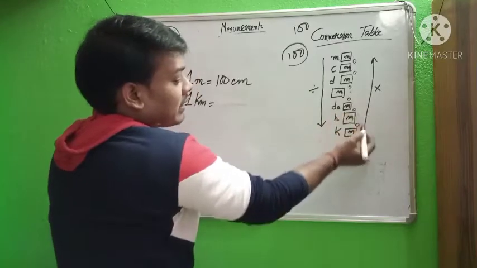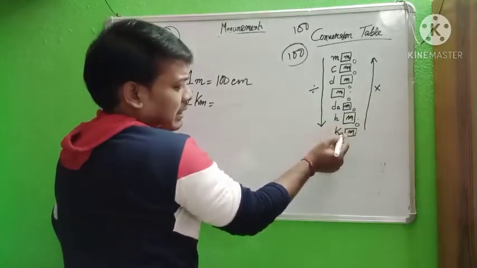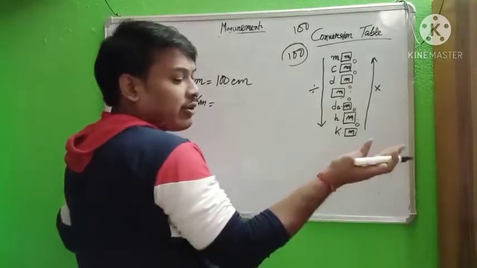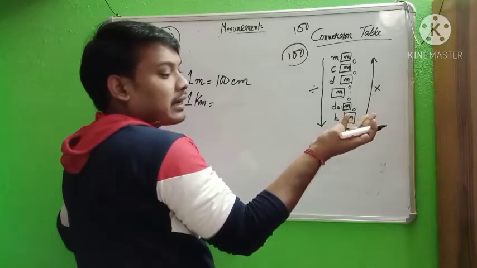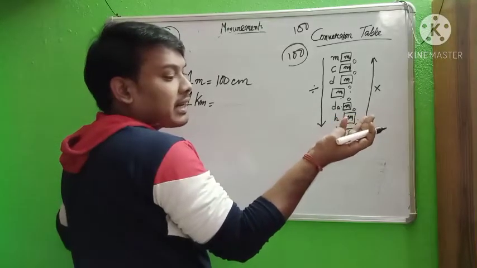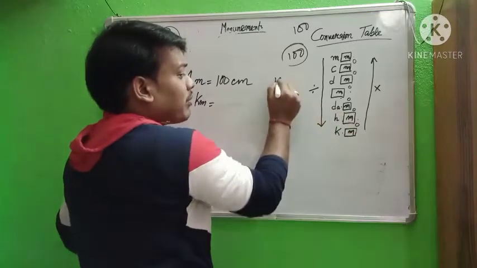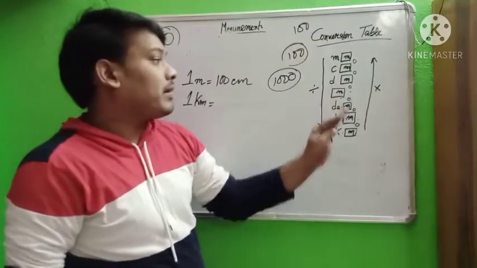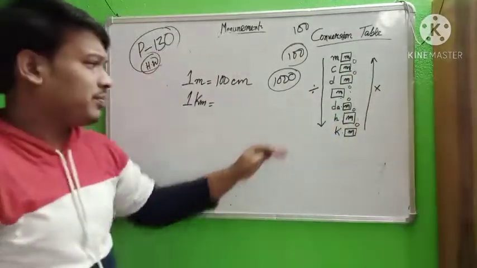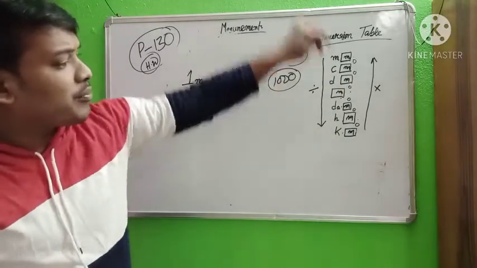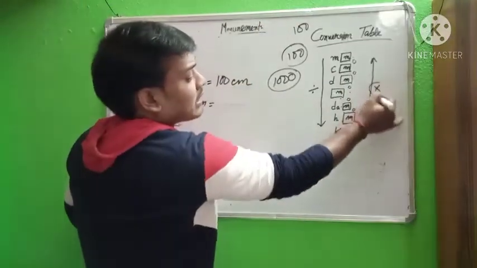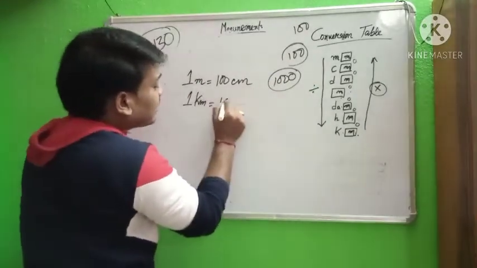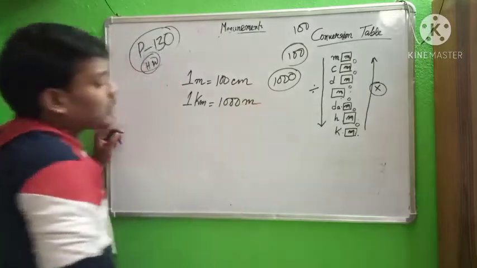So kilometer to meter: kilo, hecto, deca, meter. That means three gaps: kilometer, hectometer, decameter, meter. Three gaps, so we have to divide or multiply by 1000. It depends whether we go downwards or upwards. Kilometer to meter is upwards, that means multiply. So we multiply by 1000. So 1 into 1000, that means 1000 meter. Okay.